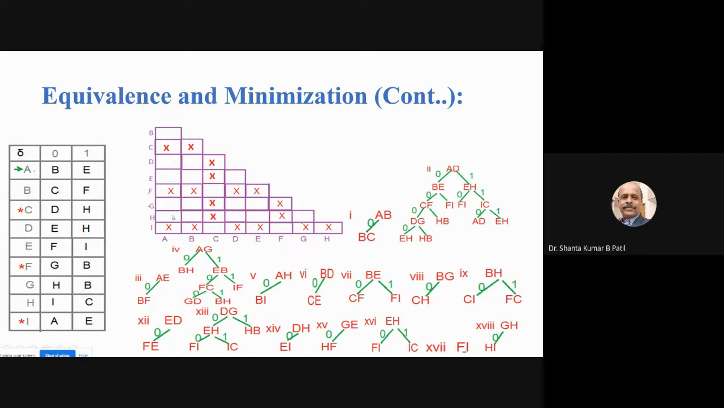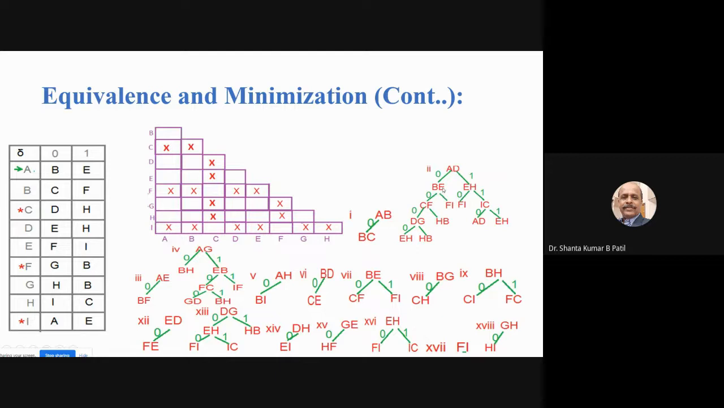So this pair AB is dissimilar. Like that, you can construct the next one, AD. AD on 0 is B, AD on 1 is EH. A on 0 is B, and D on 0 is B. So the pair is BE.